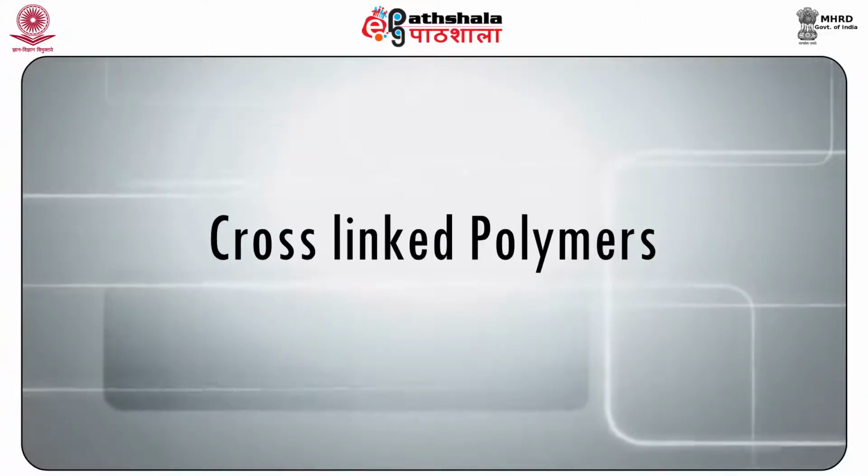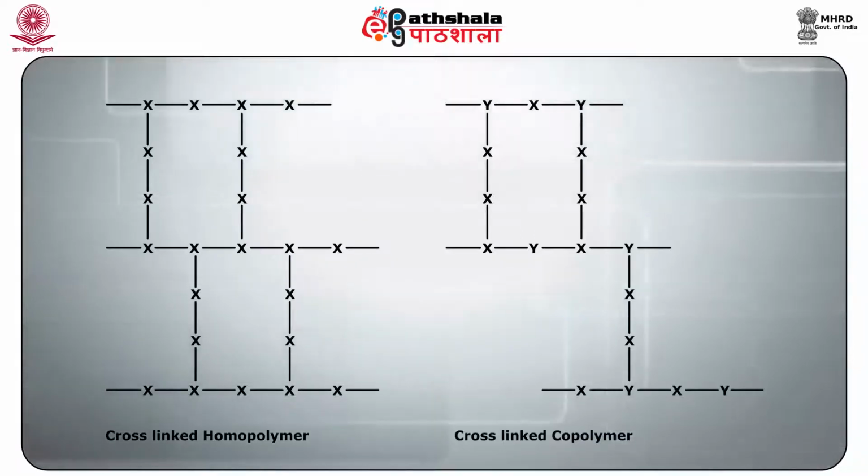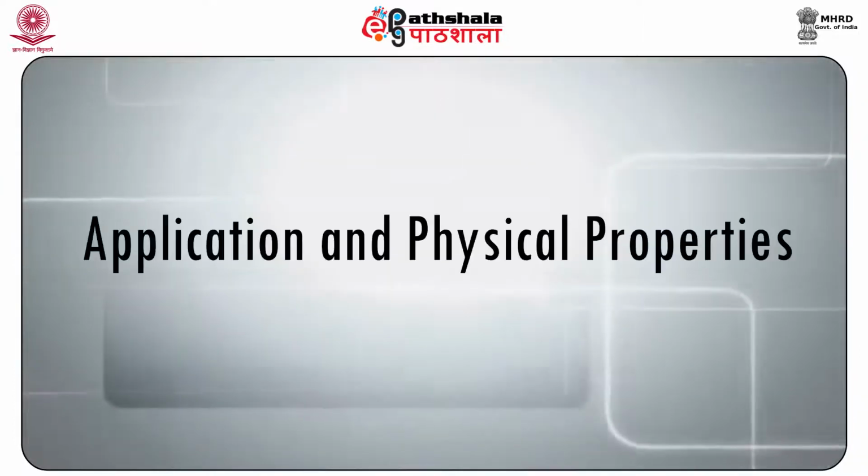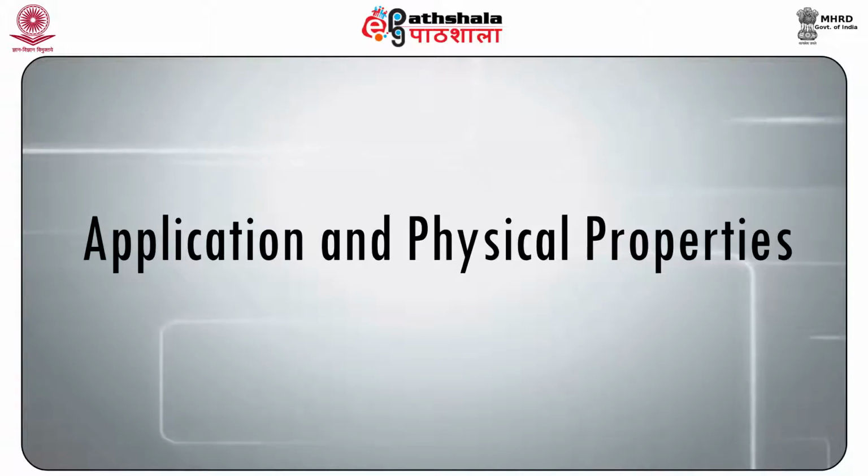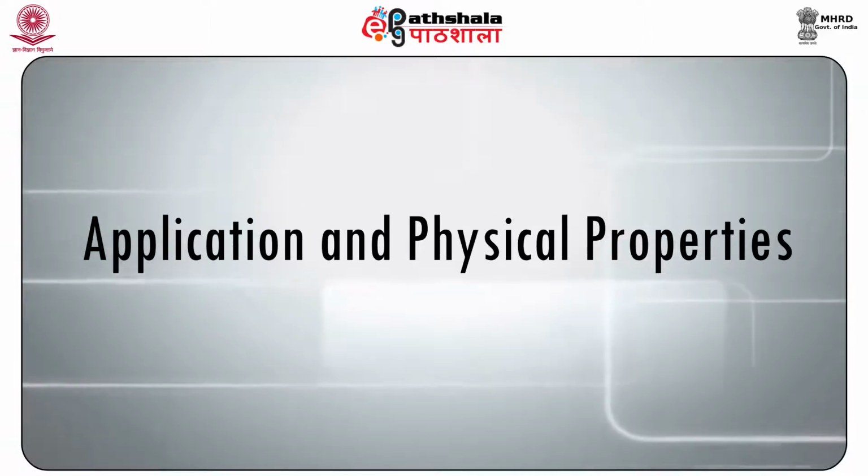Cross-linked polymers. A polymer is said to be a cross-linked polymer if the constituent monomeric units are joined together in a chain as following. We have cross-linked homopolymer and cross-linked copolymer. Now, we will see the classification on the basis of application and physical properties.